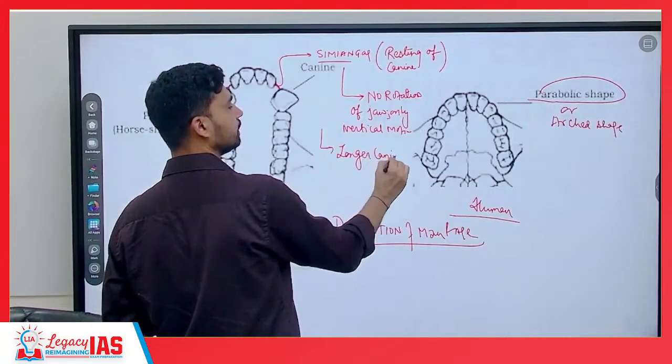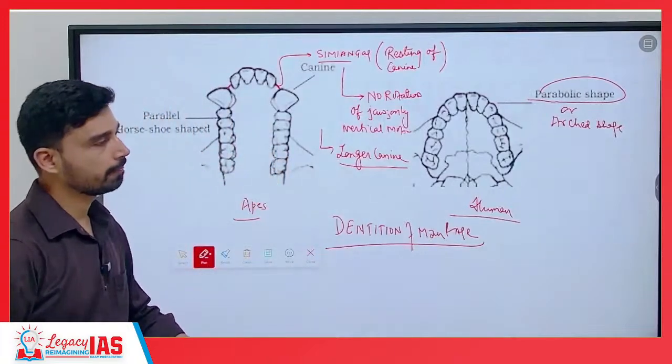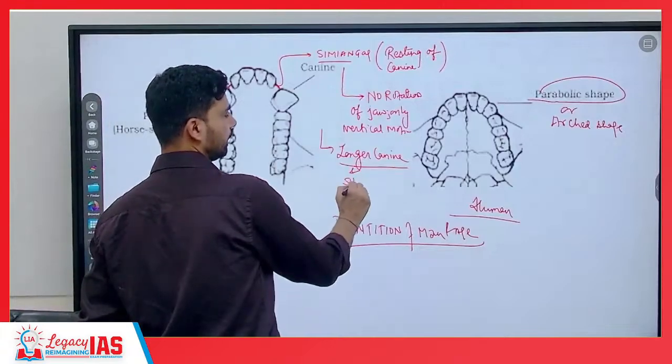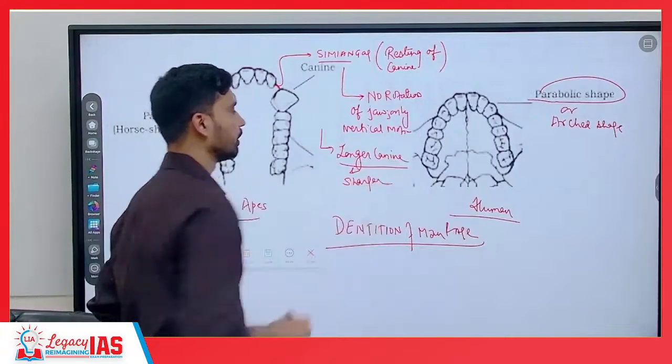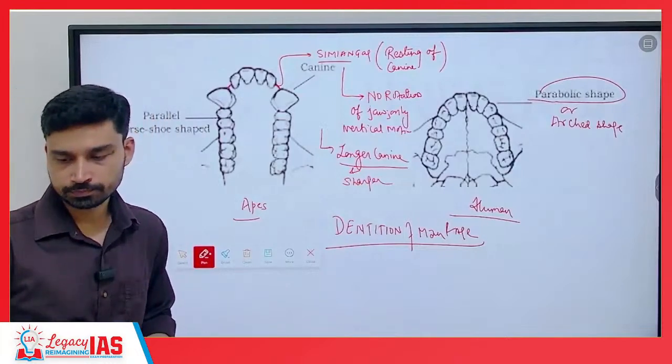Okay, and one difference in the same we can add then. In the apes, canine is what? Longer and sharper. In the apes, canine is longer and sharper as compared to the humans.